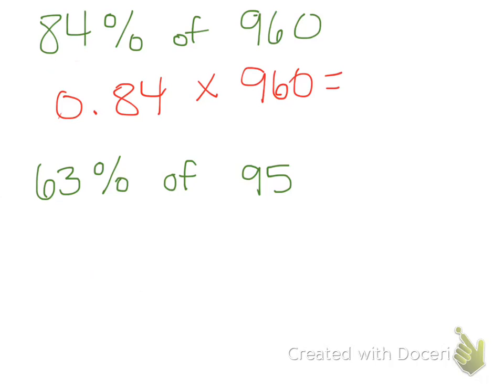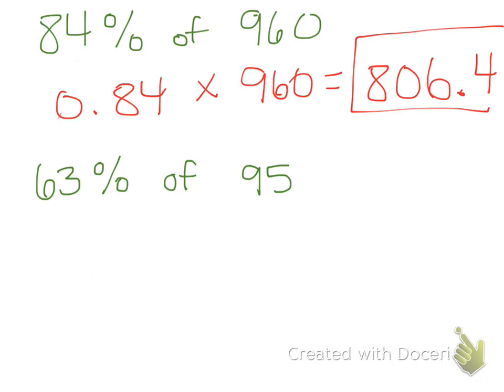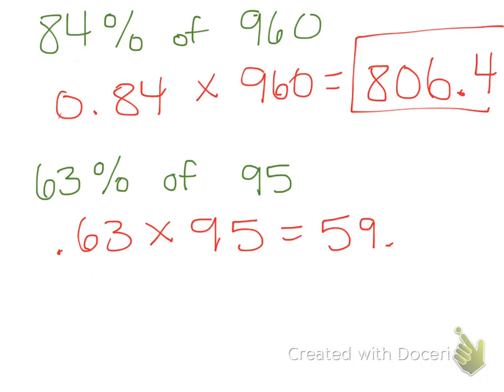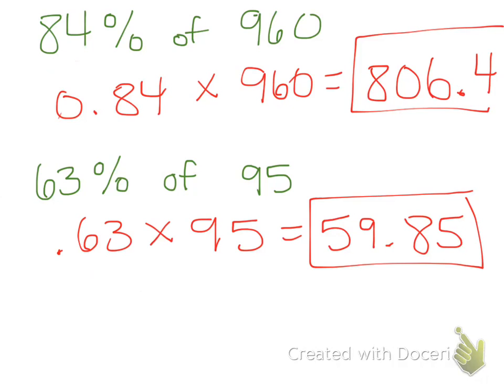So hopefully you've tried it. Pause the video, try your calculator out. You should actually get a decimal. It's 806.4 or 806 and 4/10 would be your answer. Okay, pause the video, try and do the bottom one. Okay, hopefully you turned this into a decimal and multiplied. If you did that correctly, you should have gotten 59.85. Correct way to say it, 59 and 85 hundredths.